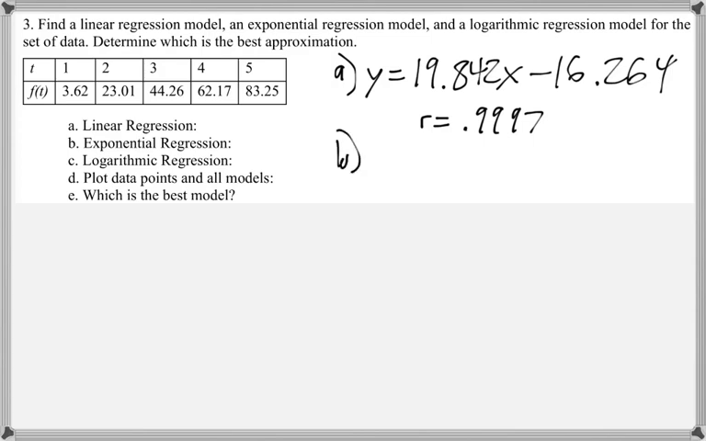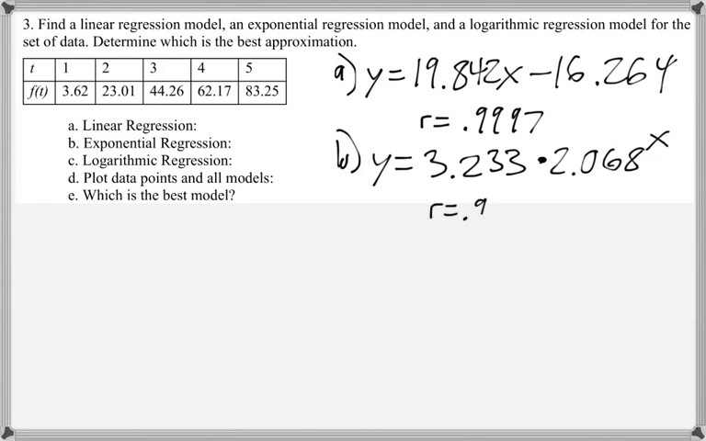If you run an exponential regression on the same data, so you only need to enter the data once, and then you can just run multiple regressions on it. You get 3.233 times 2.068 raised to the x, and you get an R value of 0.9186. So that one's not quite as good.